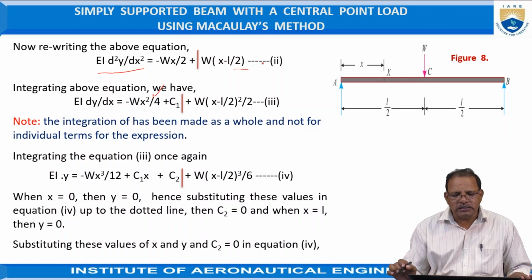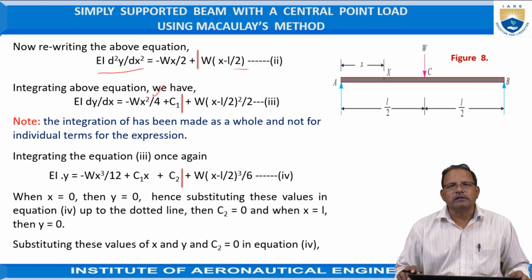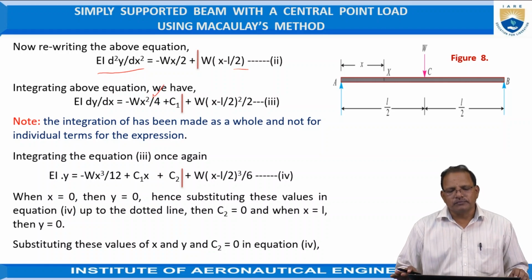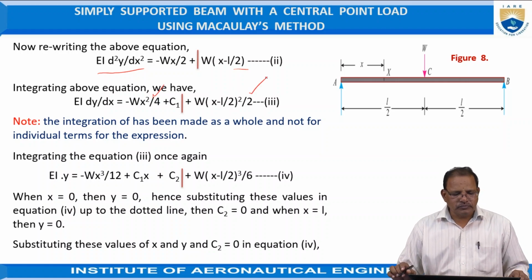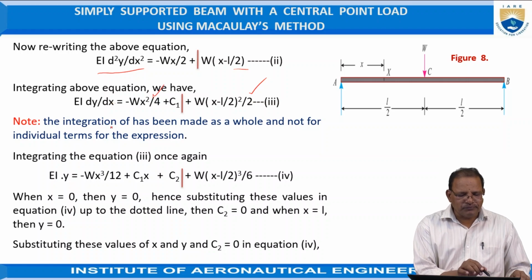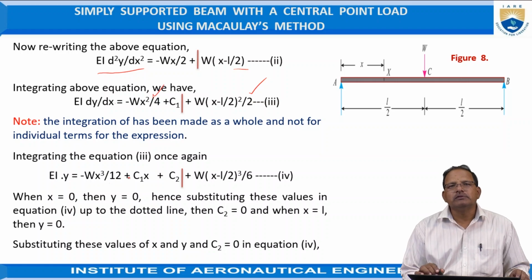Here, (x - L/2) is treated as a single term as per Macaulay's method, as if it were only x. So its integration is (x - L/2)² divided by 2. Integrating the same equation once again with respect to x, we get EI y = -W, a constant, times x³/3, and since 4 is already in the denominator, it now becomes 12, plus C1 integration, which is C1x.